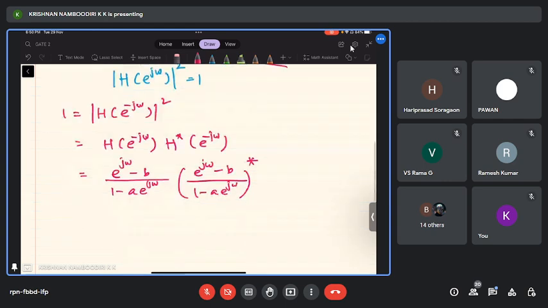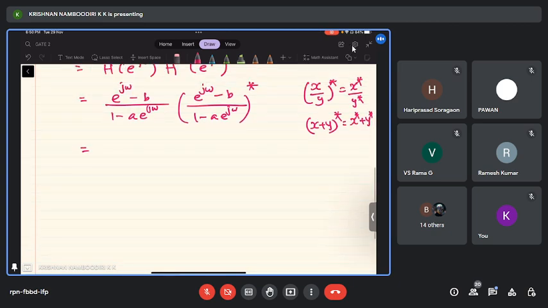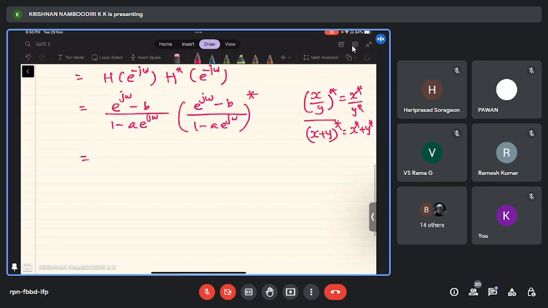Correct? So the conjugate of a fraction x by y, whole conjugate, is nothing but x conjugate divided by y conjugate. Similarly, x plus y whole conjugate is nothing but x conjugate plus y conjugate. So star is not the proper notation. Usually we use a bar, but I will stick with star.